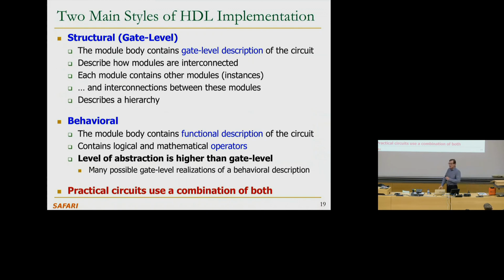We will see later that ideally we would like the code to be synthesizable. There are some constructs that may not be synthesizable if you go to a very high level of abstraction. That's why you mix both of these.